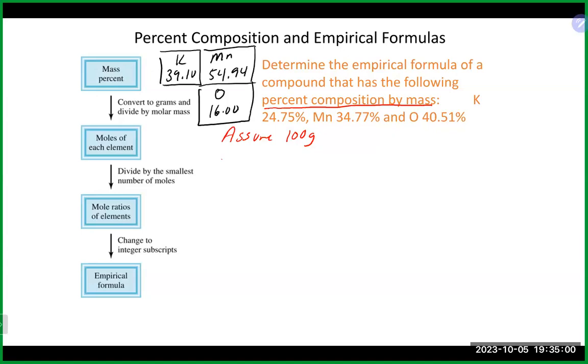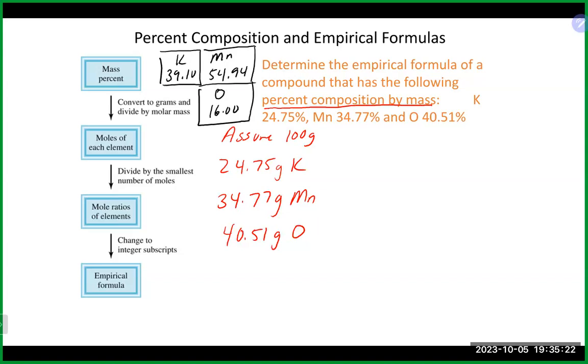So that means I have essentially 24.75 grams of potassium, 34.77 grams of Mn, and 40.51 grams of oxygen. Now that we have them converted into grams, the next really major conversion is to take these grams into moles.